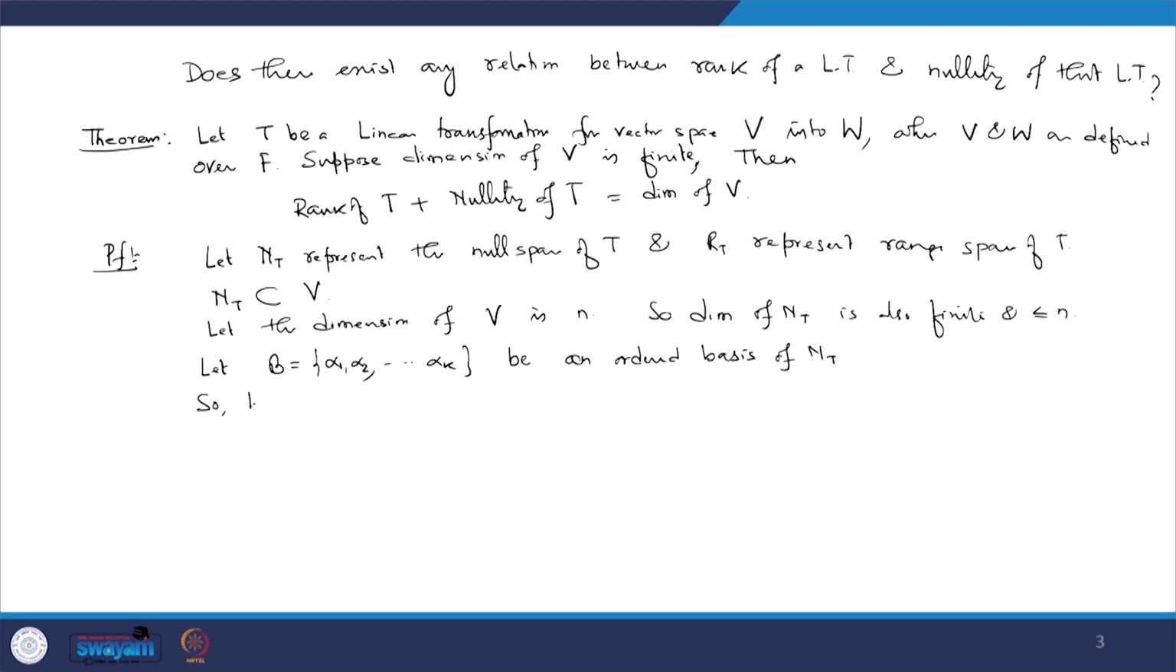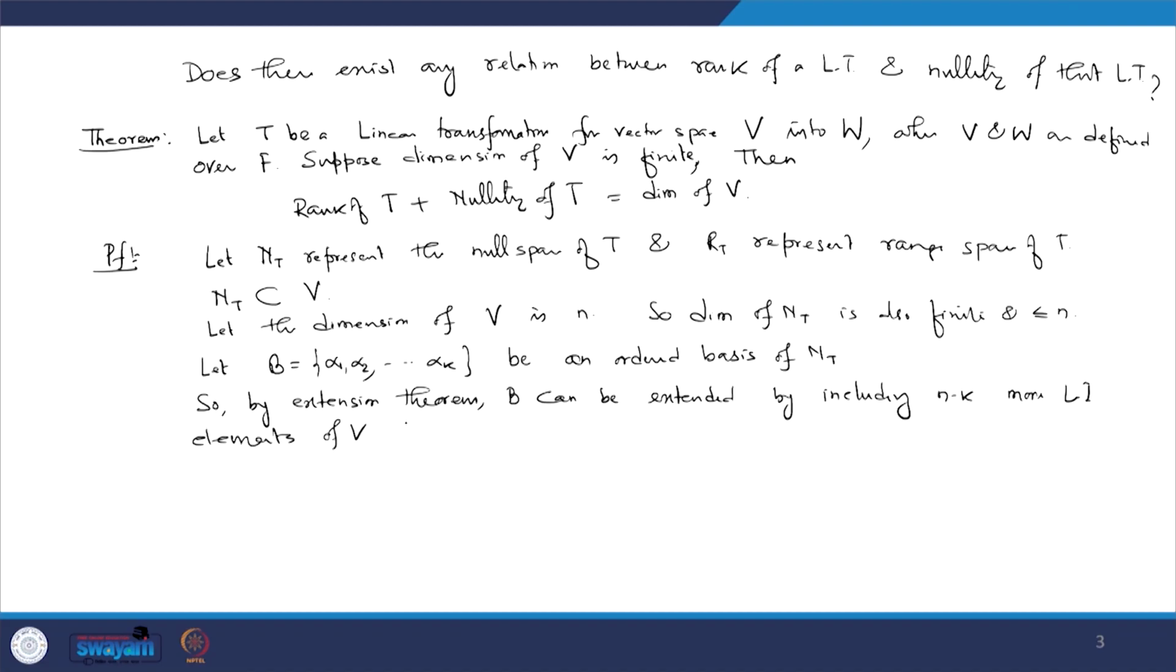So, by the extension theorem, B can be extended by including n minus k more linearly independent elements of V to be a basis of capital V. So, let me consider B star, which consists of alpha 1, alpha 2, up to alpha k, alpha k plus 1 and up to alpha n.